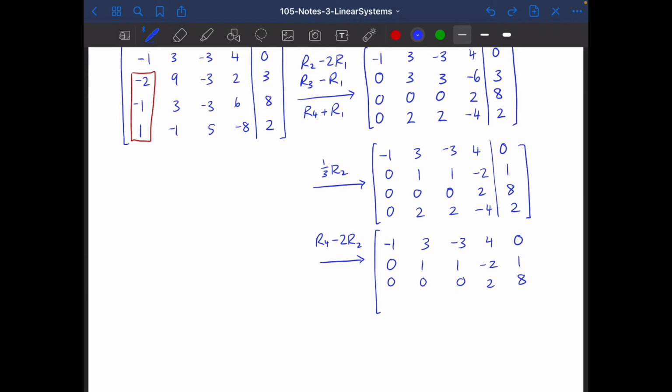So 0 minus 2 times 0 is 0. 2 minus 2 times 1 is 0. 2 minus 2 times 1 is 0. -4 minus 2 times -2, that's -4 plus 4, that's also 0. And 2 minus 2 times 1, that's 0.